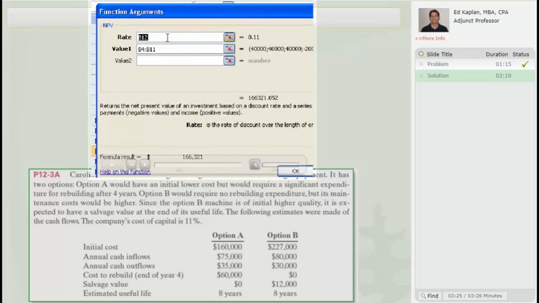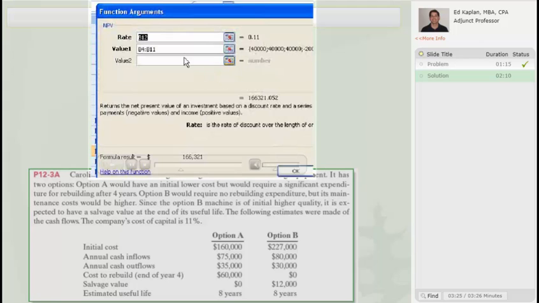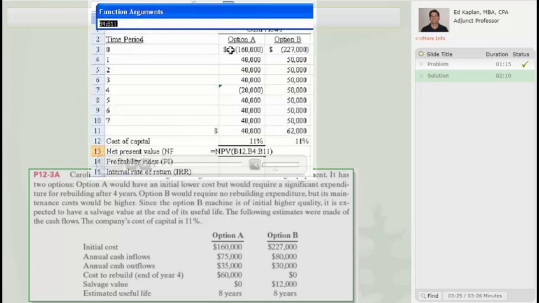First it asks for the rate, and in B12 we've typed in 11%. I'll show you that's where B12 is. Then we give it the values. Notice that the values start in B4 and run through B11. So we have B4 through cell B11. What's critical is that you recognize that the cash flows start at the end of the first period.